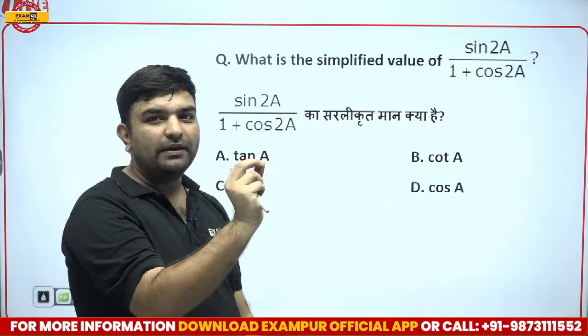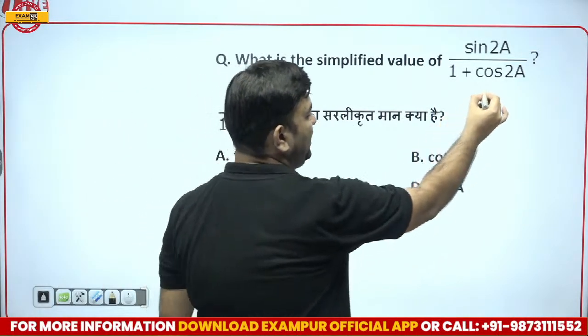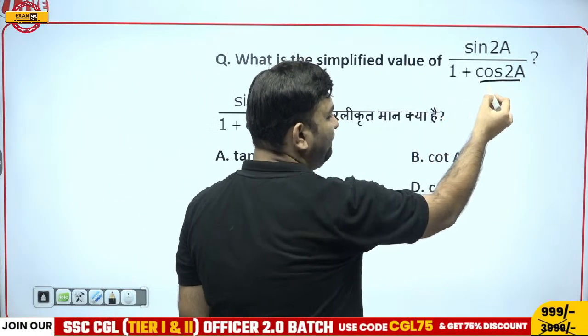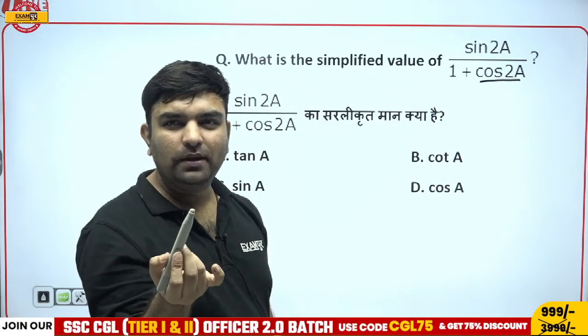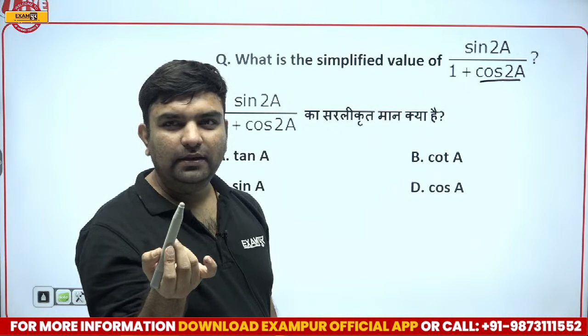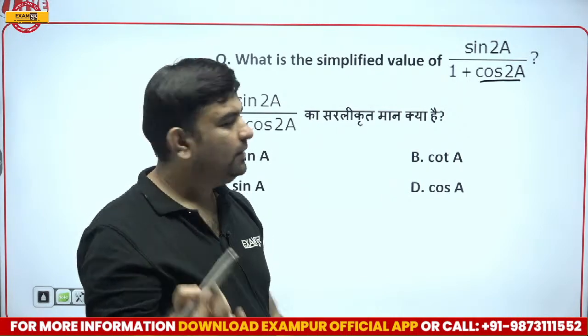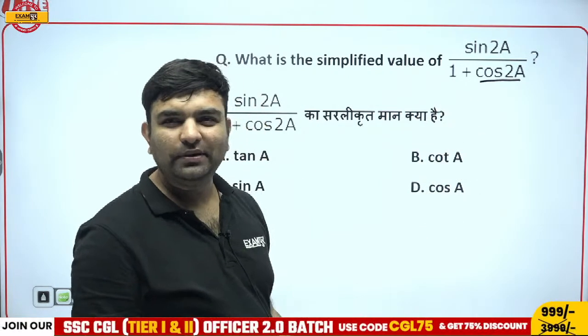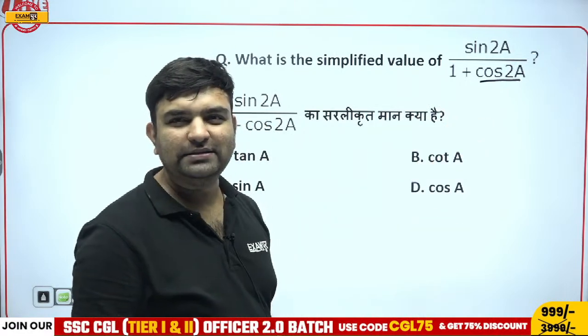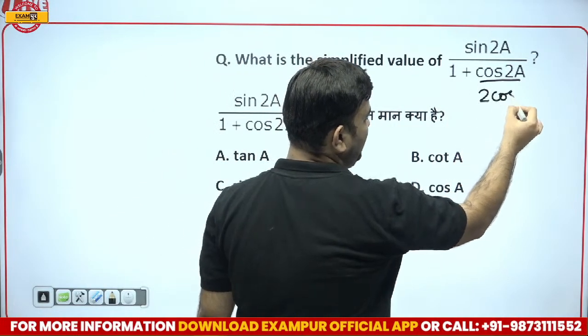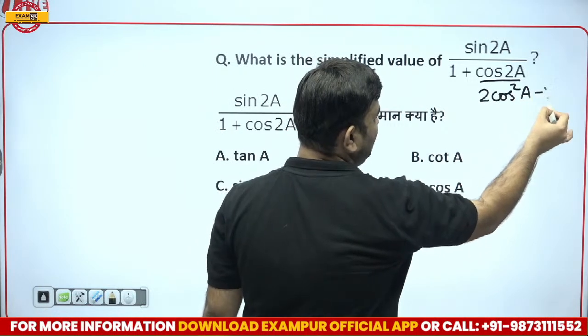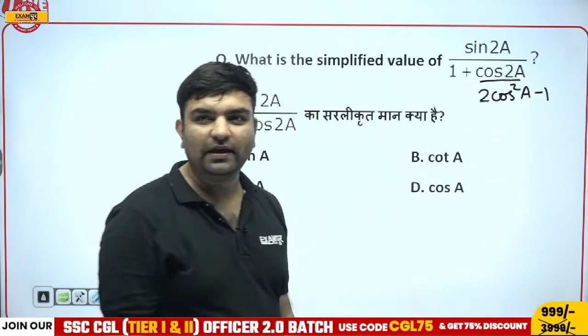The main game is: what is the value of cos 2a? Very, very easy. Well done, Anupam. You should be using it as 2 cos square a minus 1, so that this plus 1 minus 1 will get cancelled out.